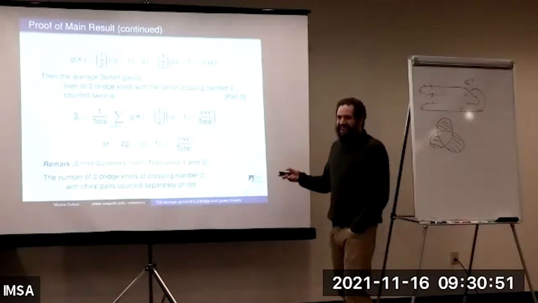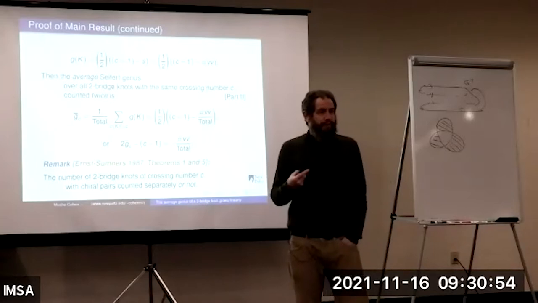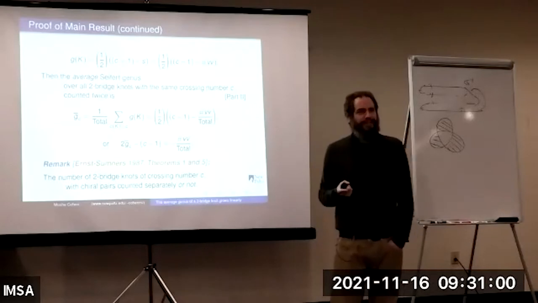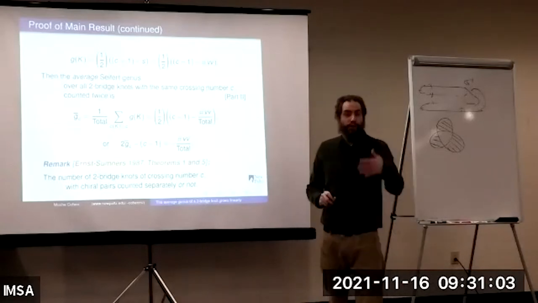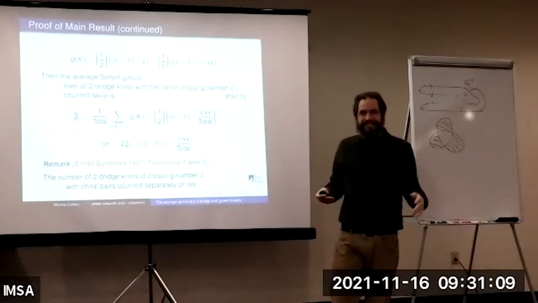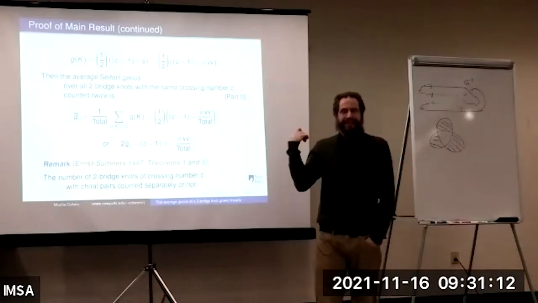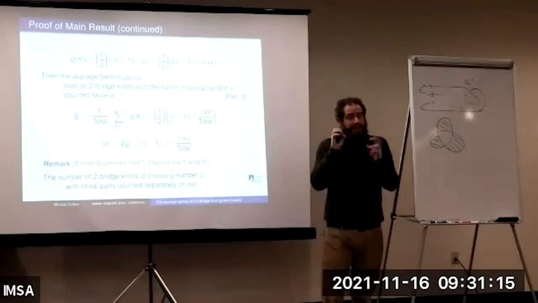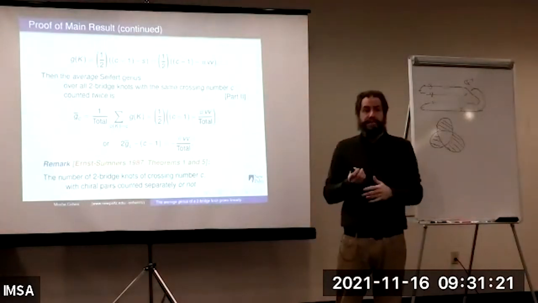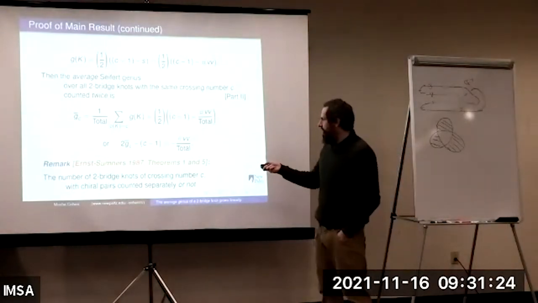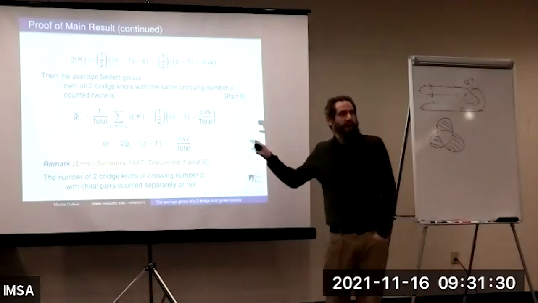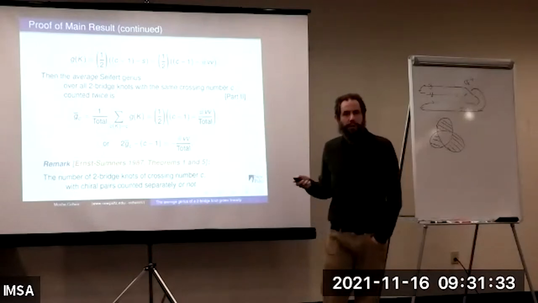If you wanted to study the total number of these knots, Ernst and Sumners have this big paper. Not only do they answer the question of how many two-bridge knots there are of a given crossing number, but they answer it twice: if you think of the trefoil as one knot, or you think of the left-handed trefoil and the right-handed trefoil as two different knots. Their write-up is not amazingly condensed, so I didn't want to put it on the slide. It's a long theorem because there's something like six pieces. Later I'll get to this total counted in a slightly different way, and I won't have to write down on the slides what they have come up with.